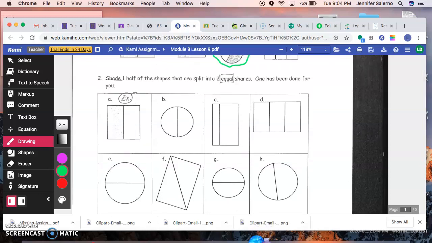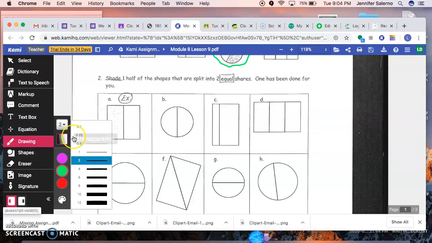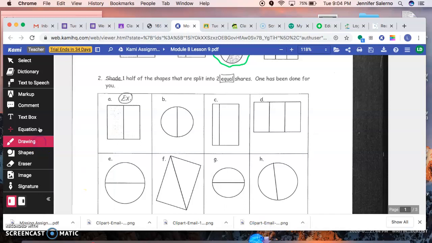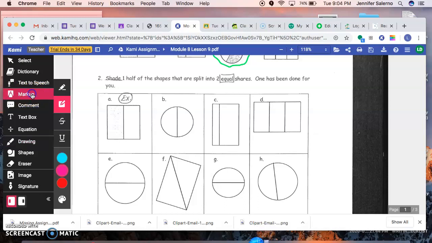So there's going to be 2 different ways that you could do the shading. You could choose to do the drawing tool, and you could just make it thicker when you shade it in. You have that option. Or you can also use the markup, which is the highlighter. So I'm going to show you how that would work. And you have that as well. And you would go to the highlighter, and then you just choose your color.